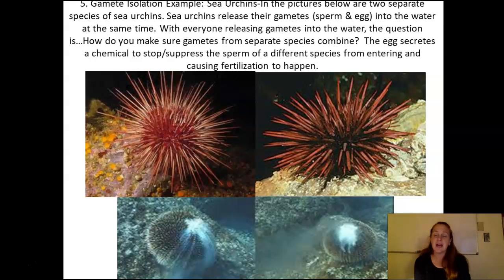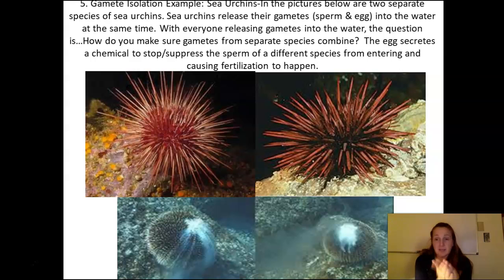Gamete isolation is interesting because it's all happening at that cellular level. And we see gamete isolation happen when the species have a strategy of releasing all of the gametes, all of the sperm, or all of the egg into the environment at the same time. In other words, the likelihood of species gametes getting together and trying to cross fertilize is a very real consideration.